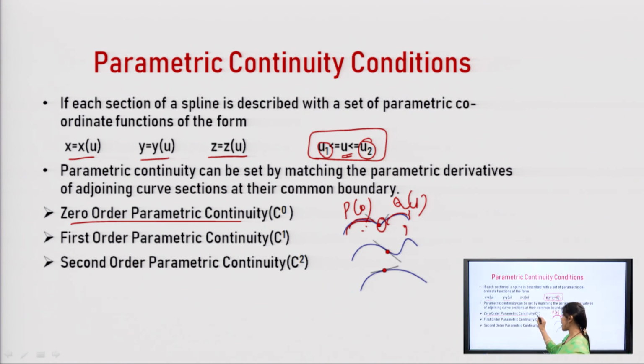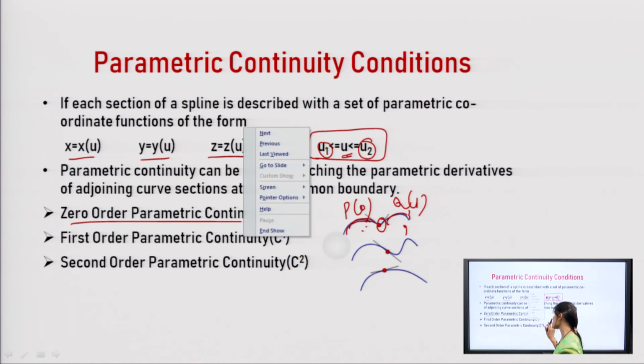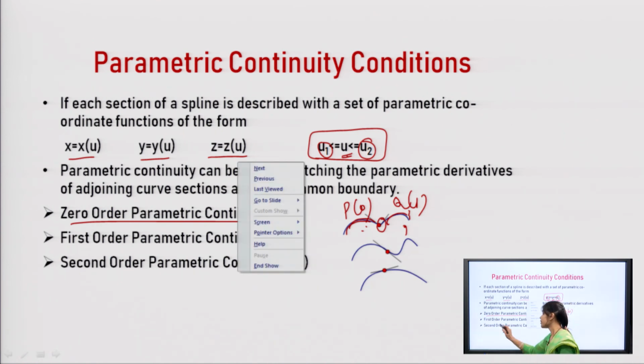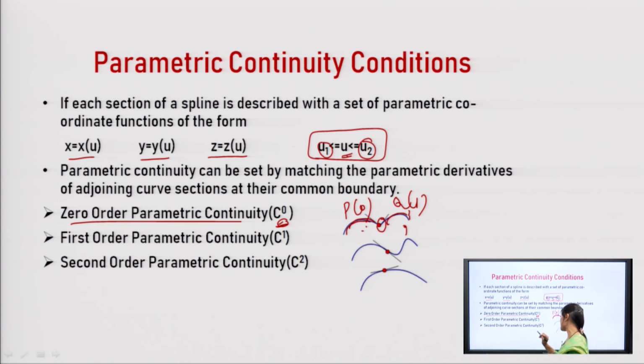One thing, parametric continuity is always denoted by C: 0 order is C of 0, first order is C of 1, second order is C of 2. In 0 order parametric continuity, we simply check the first curve at u equal to 0 and the second curve at u equal to 1. If both are equal, then there is 0 order parametric continuity.